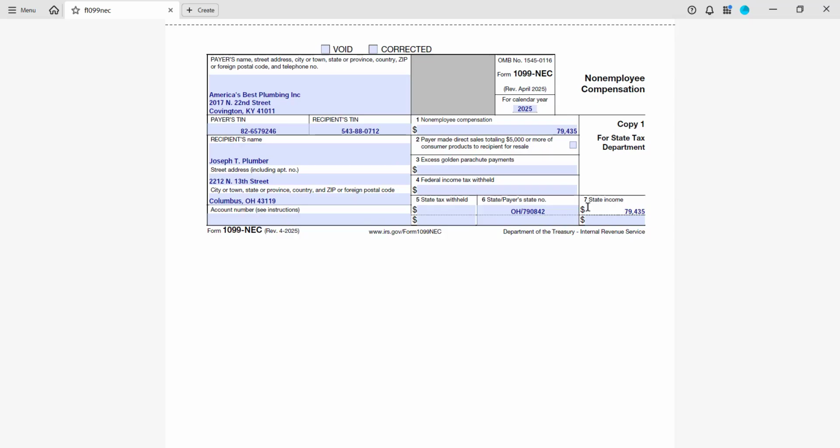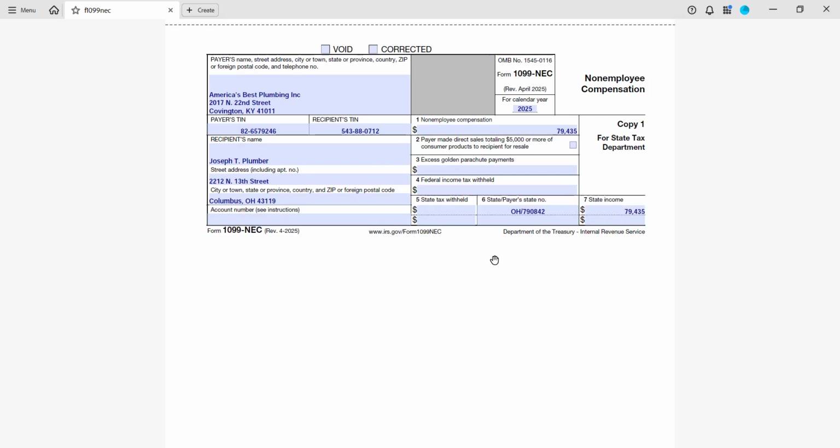Or we have Kentucky and Indiana, Ohio, Indiana. So it's not uncommon to actually see more than one state for box six and then more than one amount for box seven. If you see that, that just means that the contractor, you, if you're the contractor, earned money in more than one state and they're just reporting where you actually made it. For you as the business issuing this, you need to be keeping track of where your contractors are making money so that you can report those things.